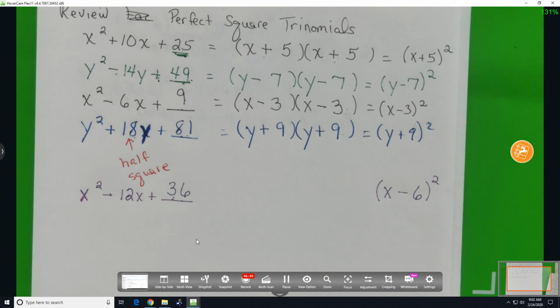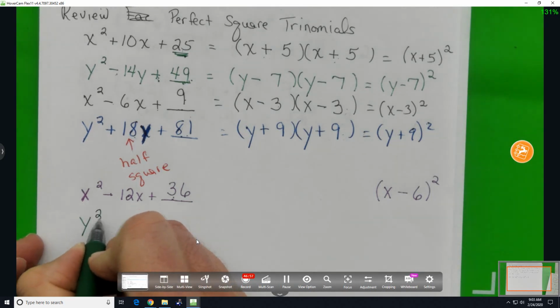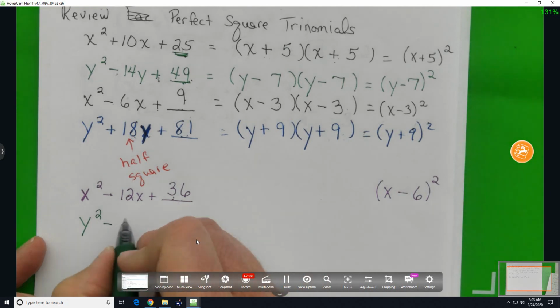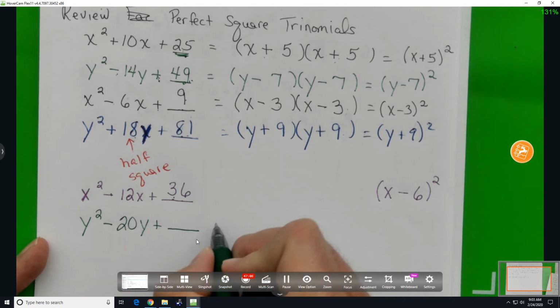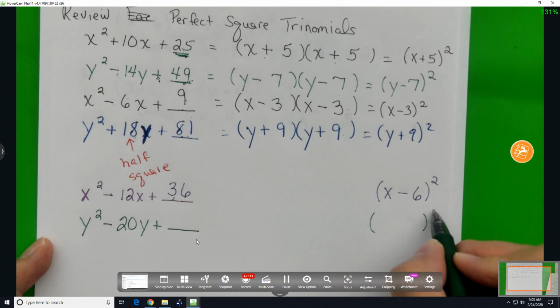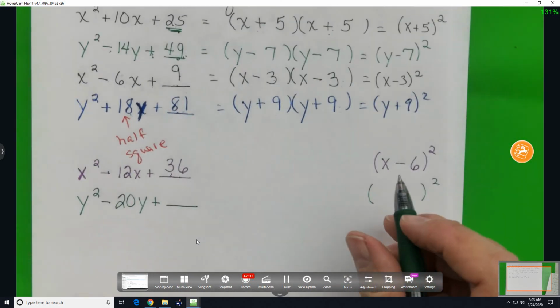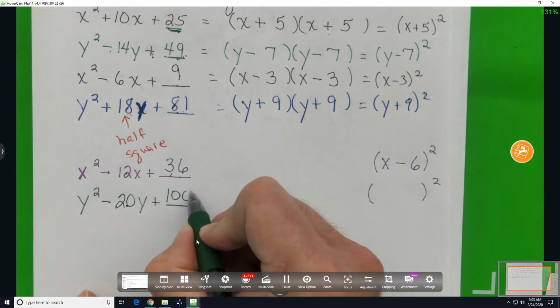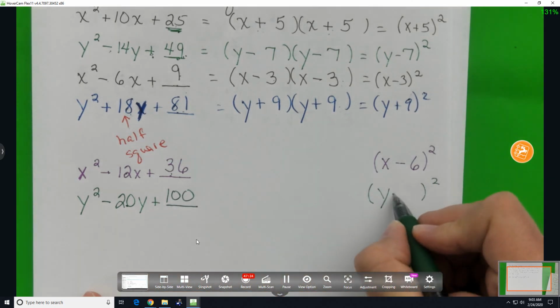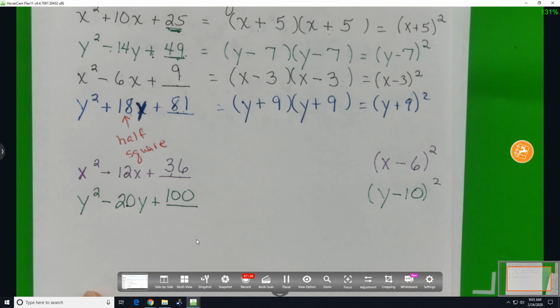What about one more, just to make sure you get the hang of this number in the blank? If we had y squared minus 20y plus, what would need to be? 100. You take half of this number, half of 20 is 10. 10 squared is 100. So y minus 10 squared.